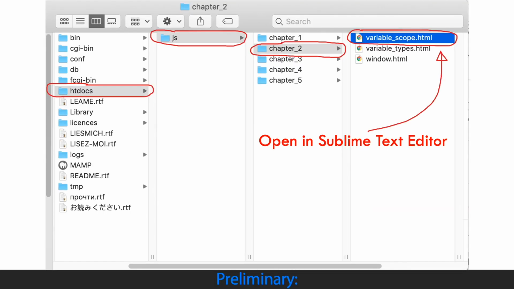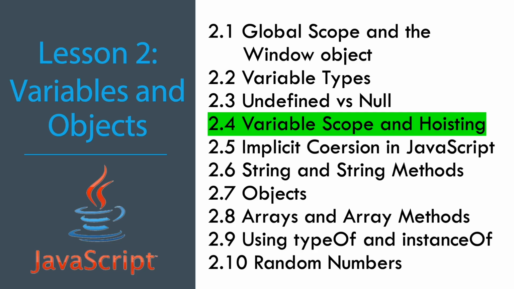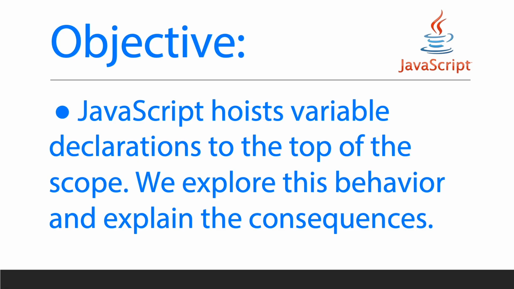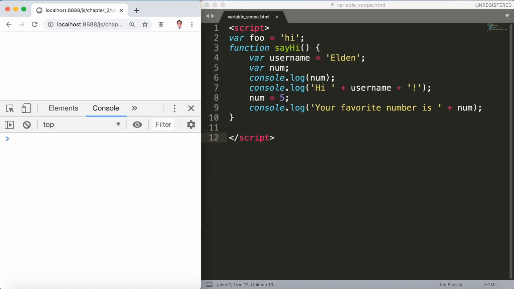At the same time, we'll have variable_scope.html open in Sublime Text Editor before we proceed with our lesson. So go ahead and have that file ready. Going back to our topic, variable scope and hoisting, lesson 2.4. The objective of this lesson is to comprehend the details of variable scope and hoisting.